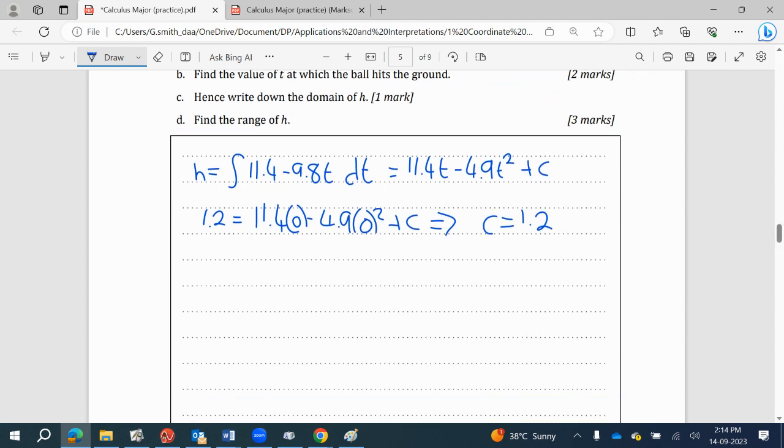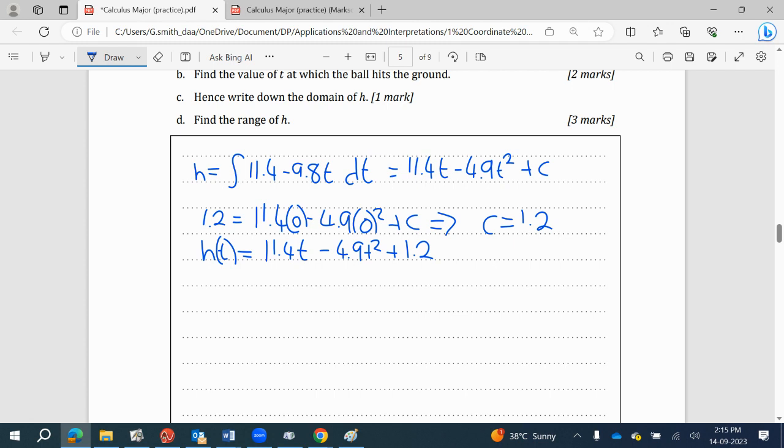We haven't finished that last question because it asks for an expression. I'm going to give it as a function. H of t is equal to 11.4t minus 4.9t squared plus 1.2.